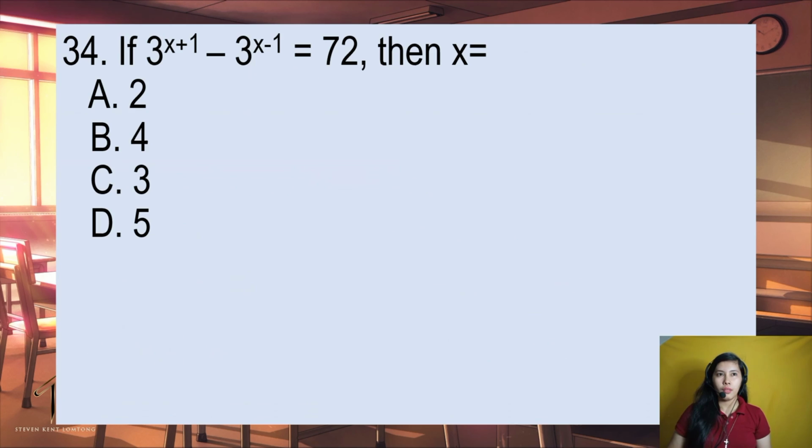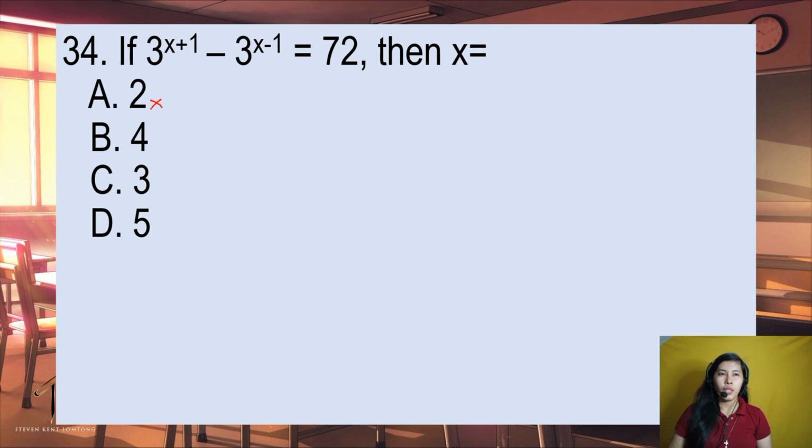So, for this problem, if 3 raised to x plus 1 minus 3 raised to x minus 1 is equal to 72, then x is what? Actually, for this problem, we can just use the choices and see which of them will satisfy the equation. For example, let's see letter A, 2. 3 raised to 2 plus 1, that's going to be 3 raised to 3, 27, minus 3 raised to 2 minus 1, that's 3, so not 2.